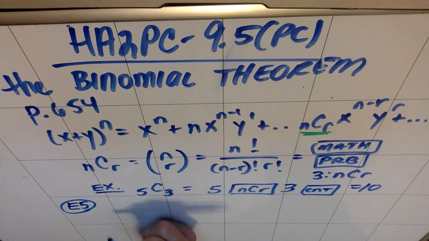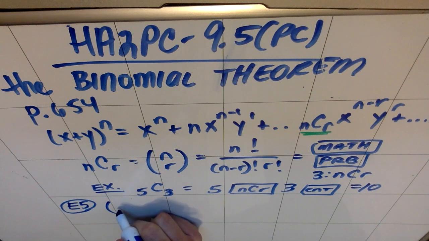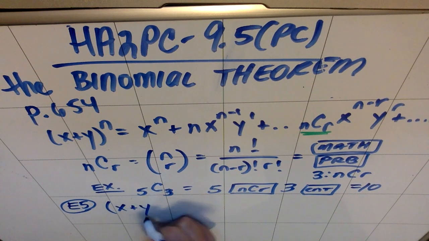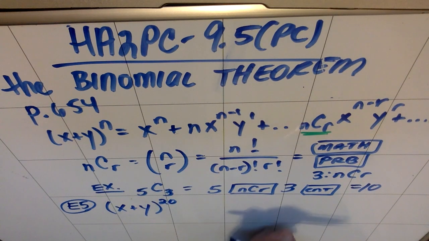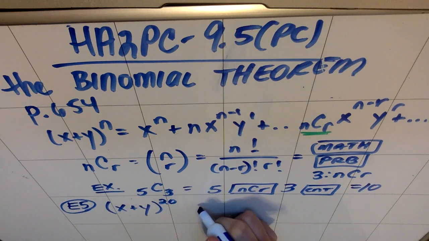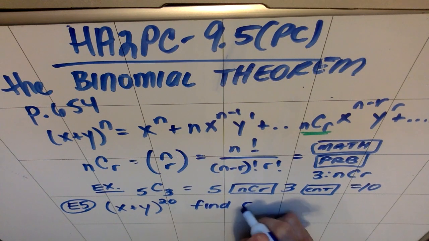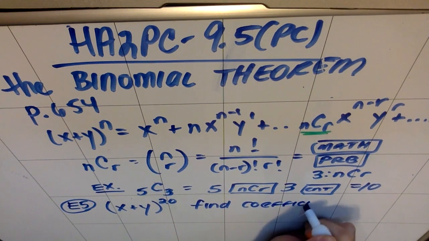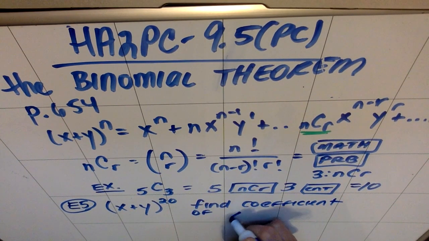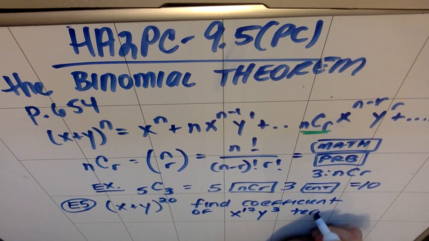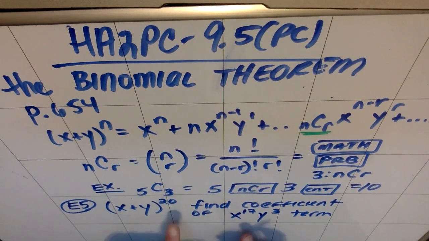Okay, so let's say I asked you to do a bigger power. Let's say I asked you to do x plus y to the 20th, which is not super fun, okay? So what if I don't ask you for the full expansion? I ask you to find the coefficient of the x to the 17th y to the 3rd term. Now what I want you to notice is that these two powers do sum to that 20, and you can see that in any of the previous examples that we've done.